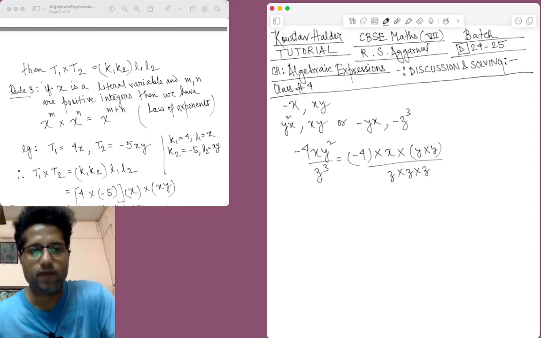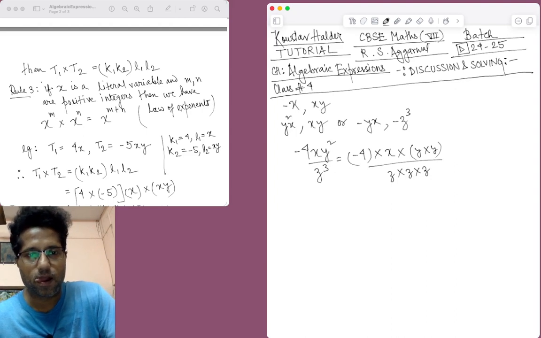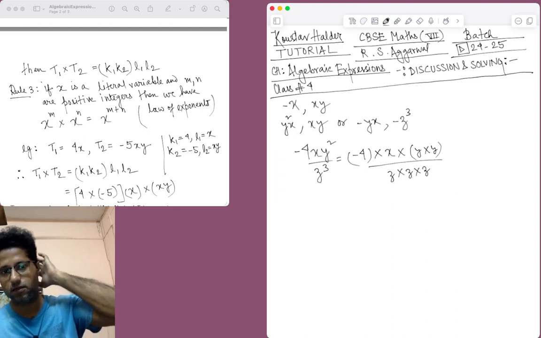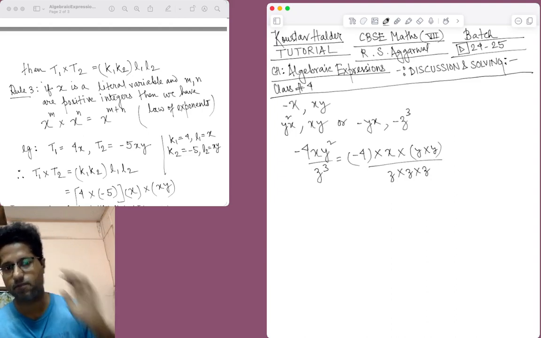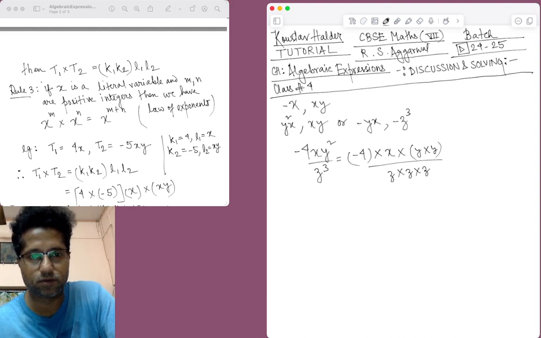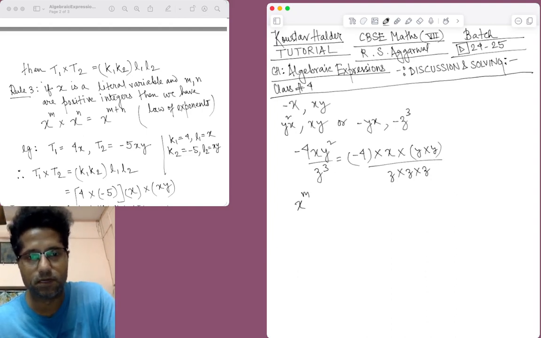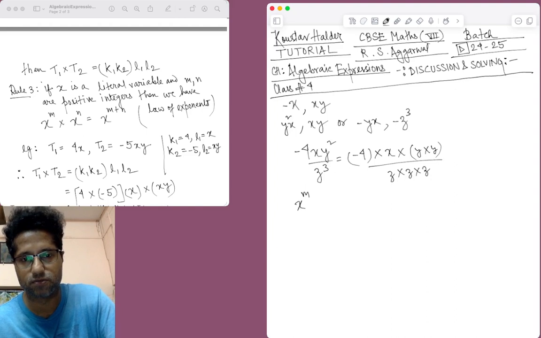Now x, y, z are literal variables. So if x is a literal variable and m and n are positive integers, then if you need to do a product of, let's say, x to the power m multiplied by x to the power n, it equals x to the power m plus n.